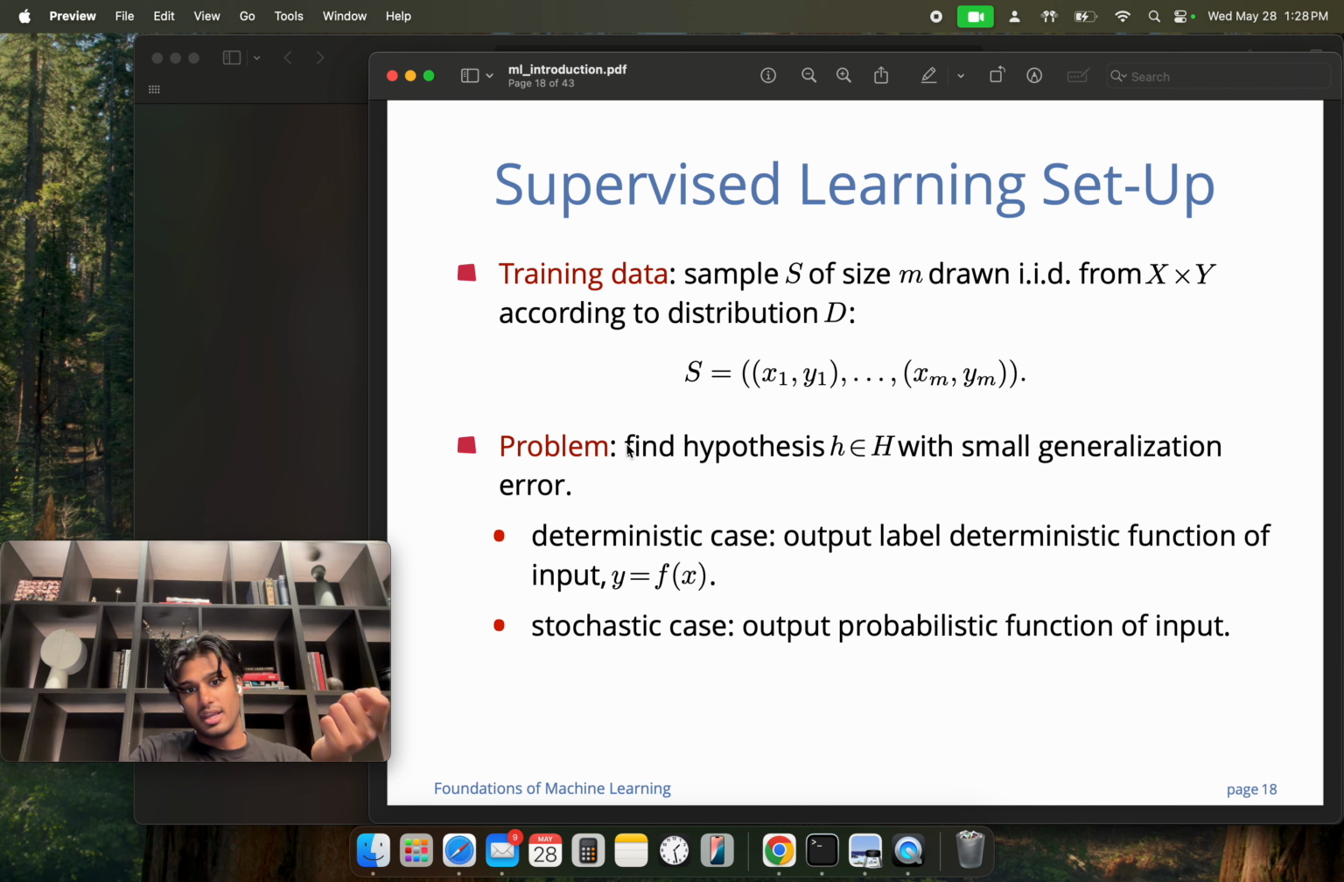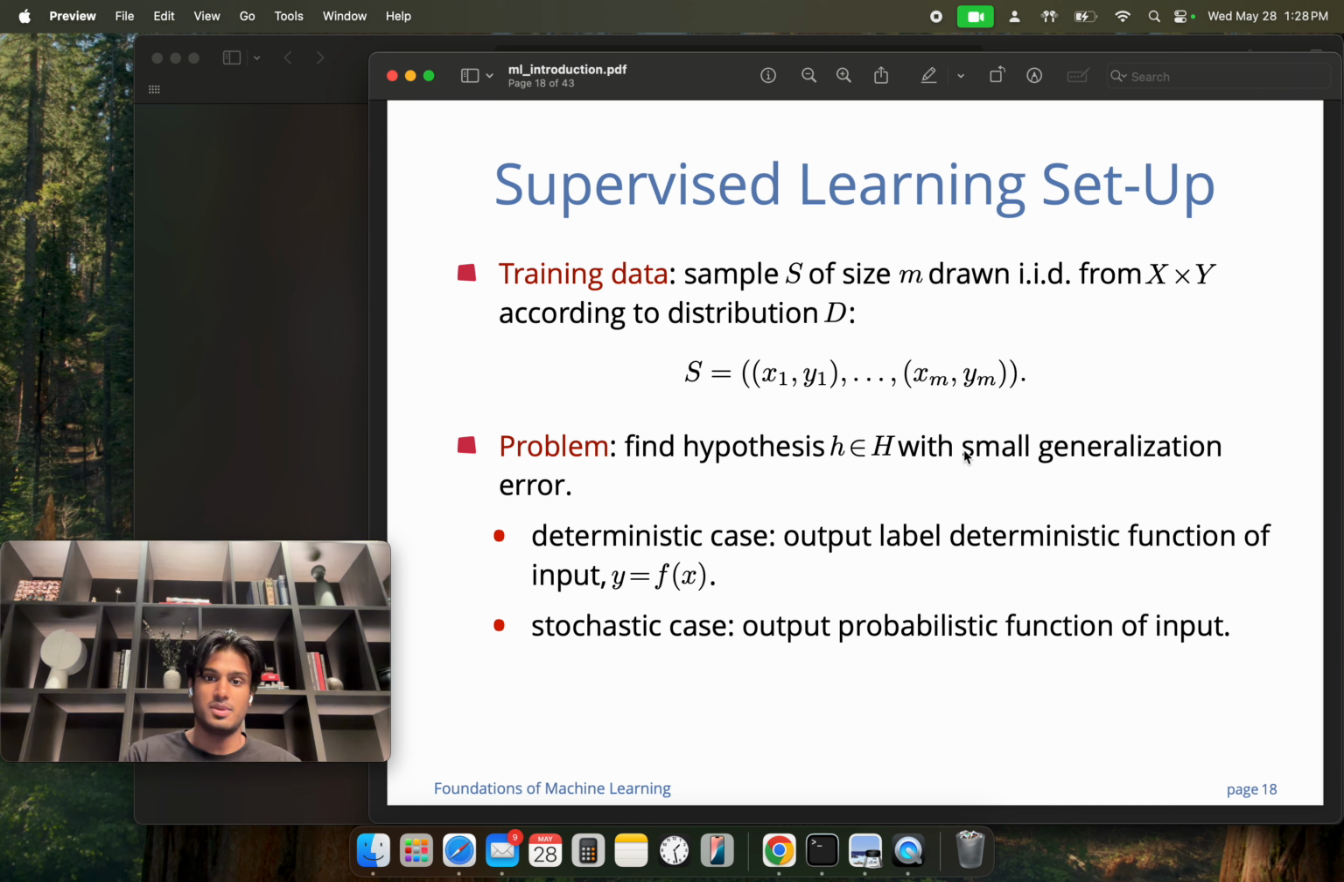So the problem then is to find a hypothesis with small generalization error. So you have this labeled sample and you're going to throw it into the algorithm, and the algorithm will give a hypothesis small h, which belongs to the capital H, with small generalization error. Now, what does generalization error mean? The deterministic case, we'll talk about it.